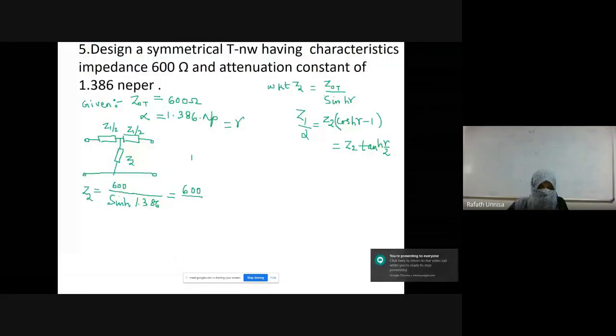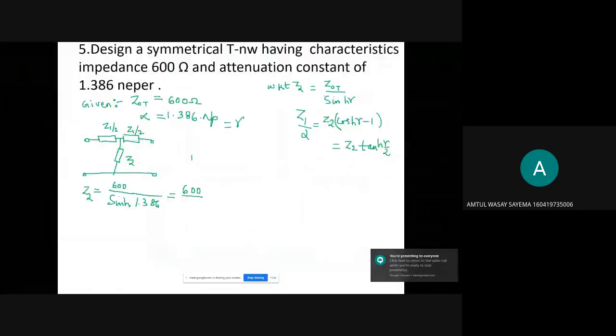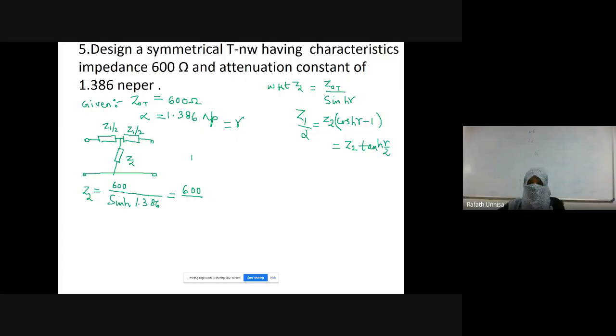Excuse me, ma'am. Yeah. Ma'am, in yesterday's derivation, Z1 by 2 is ZOT tanh gamma by 2. Yeah, we can use that formula also, but here I am making use of this step, which is also part of your derivation. You remember this step is part of your derivation. Z2 times cosh gamma minus 1. Yes or no? Yes. What about the simplified answer? Simplified formula you tell me.